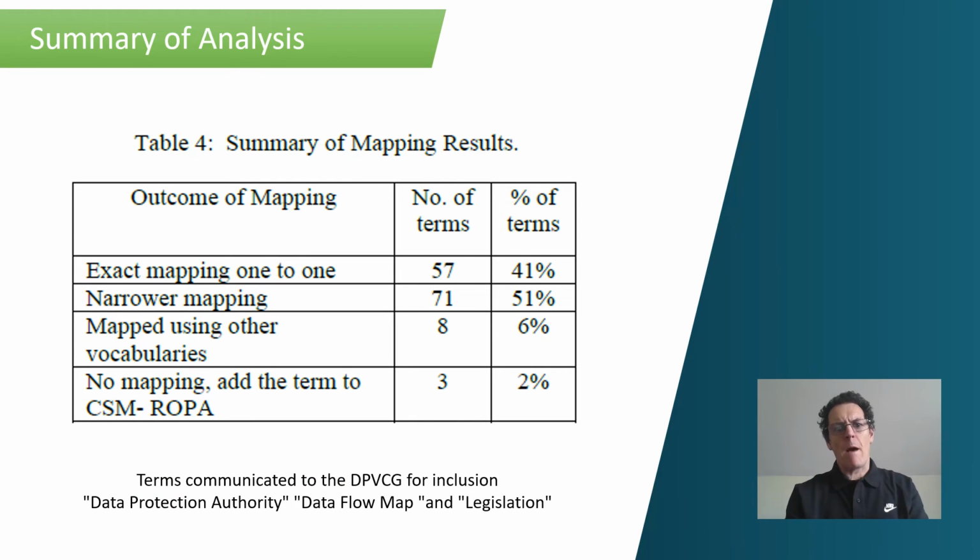The results of our mapping process are displayed in this table. CSM-ROPA can fully express 41% of the terms fully and 51% of terms to a narrower extent. When we use vocabularies like vCard, we can express another 6% of the ICO Accountability Framework ROPA section. We were unable to express 3 terms, which equates to 2%. These terms have been submitted to the Data Privacy Vocabulary and Controls Community Group for inclusion.